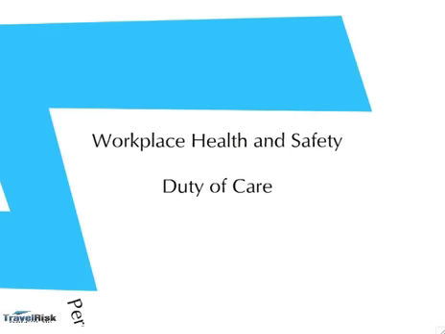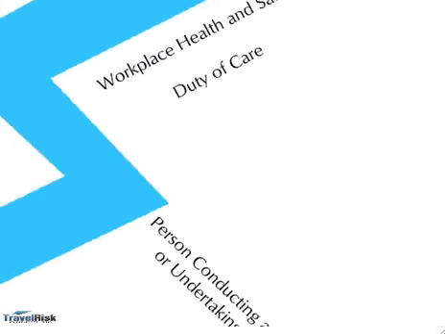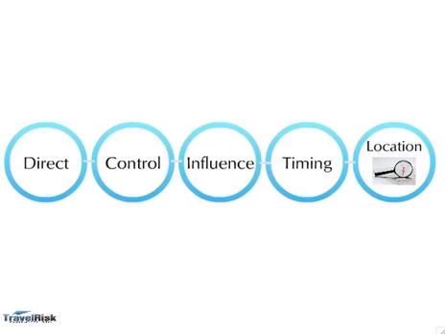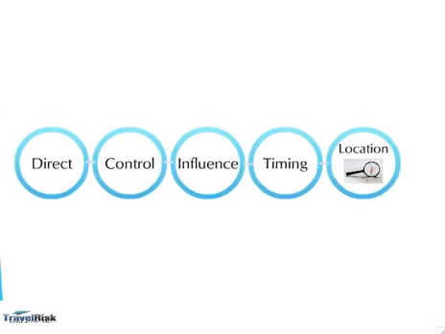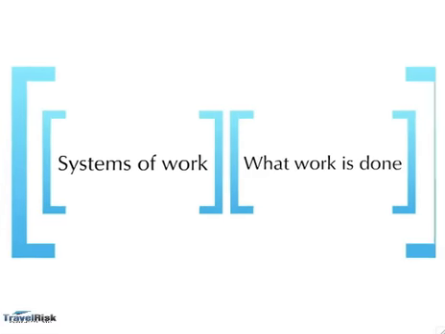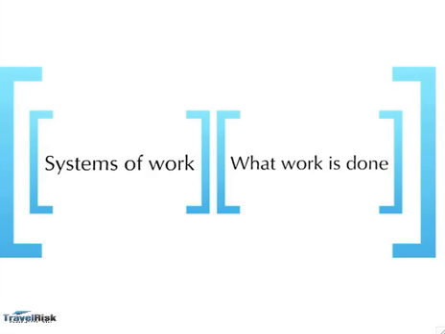Workplace health and safety and primary duty of care. The primary duty of care in a workplace has been imposed upon a person conducting a business or undertaking, otherwise known as a PCBU, as they have the ability to direct, control and influence the elements of work. And the elements of work are inclusive of the timing of the work, the location of the work, who carries out the work, the skills and experience level required of the people that are completing the work, the systems of work that are used, and with what the work is done, inclusive of plants, equipment, ingredients, chemicals and so on.